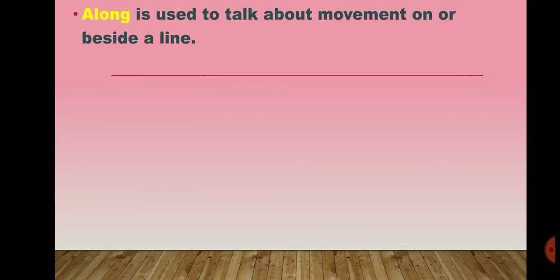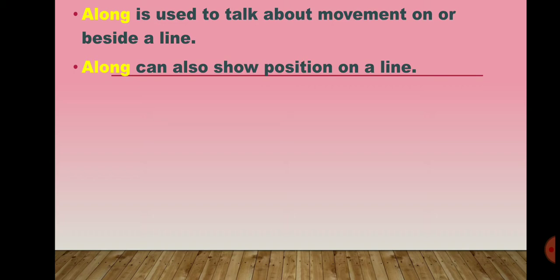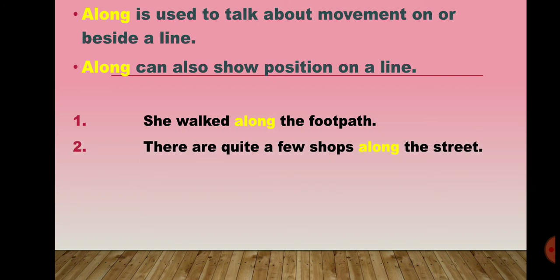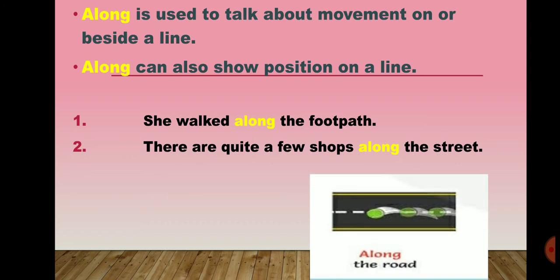Next is along. Along is used to talk about movement on or beside a line. When something is moving beside the line, or also we can use along to show position on a line. Example, she walked along the footpath. There are quite a few shops along the street. To clear your doubts, you can see this picture. The ball is along the road.